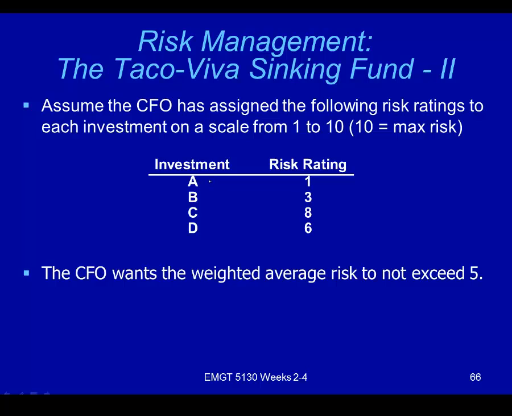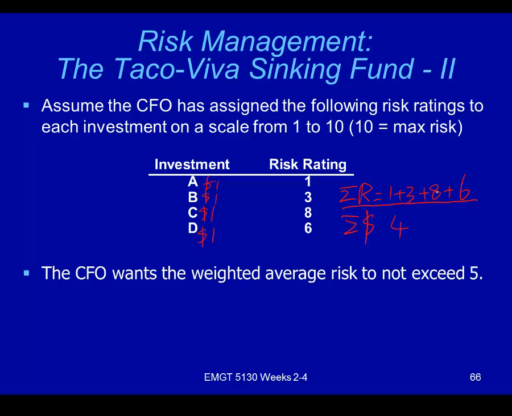Say, for example, if you invest $1 to every investment, then the total risk will be 1 plus 3 plus 8 plus 6. So that's the total risk of that total investment. And the weighted average risk means the total money risk divided by the total amount of money invested. So here we invested $4. So this will be the total weighted average risk for the portfolio.